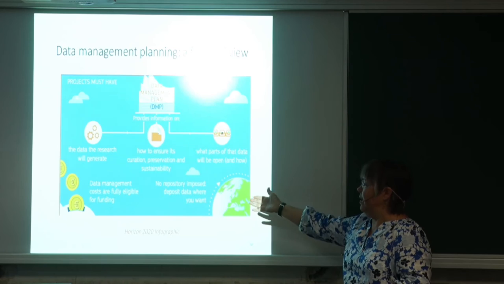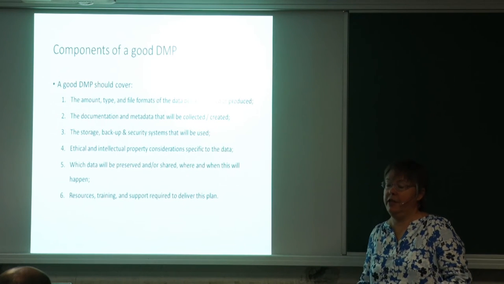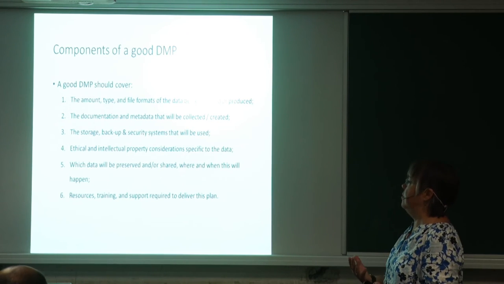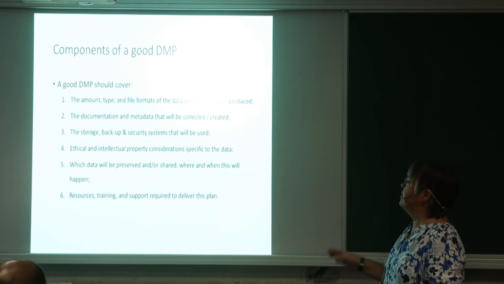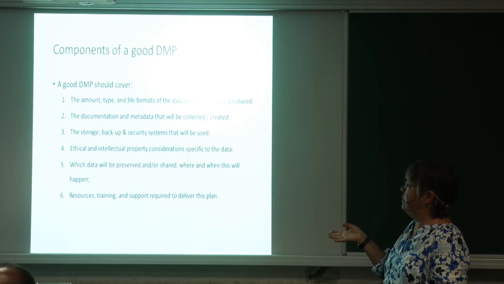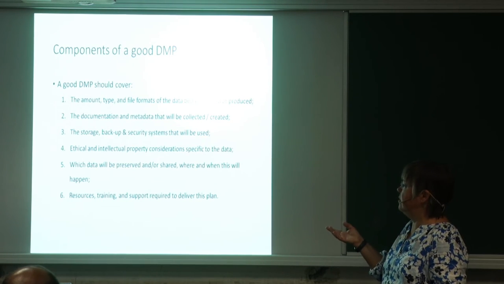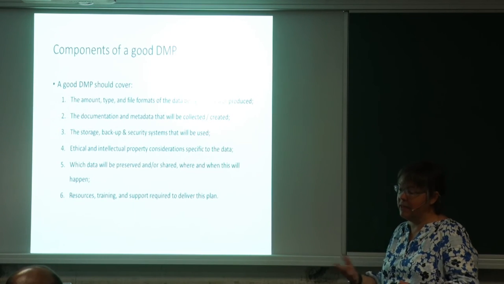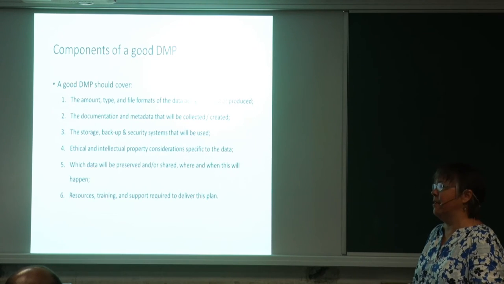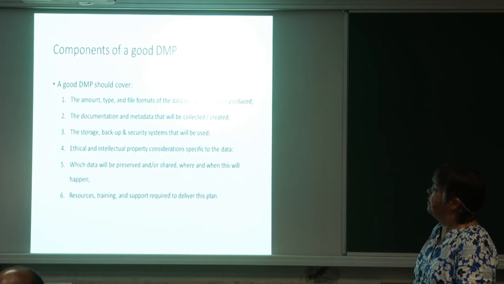And they don't say you have to deposit in a particular repository, you can deposit where you want. And I call that academic freedom. Let the researcher make their own choices about how to manage their data, but with the expectation that they will. So these are the components. About the data, know what data you're going to collect before you collect it, documentation and metadata, storage and backup, ethical and intellectual property considerations, and which data will be preserved. It doesn't have to be all of it. Maybe only the final results, maybe the anonymized survey rather than the raw data. And then how you deliver the plan should also be included.